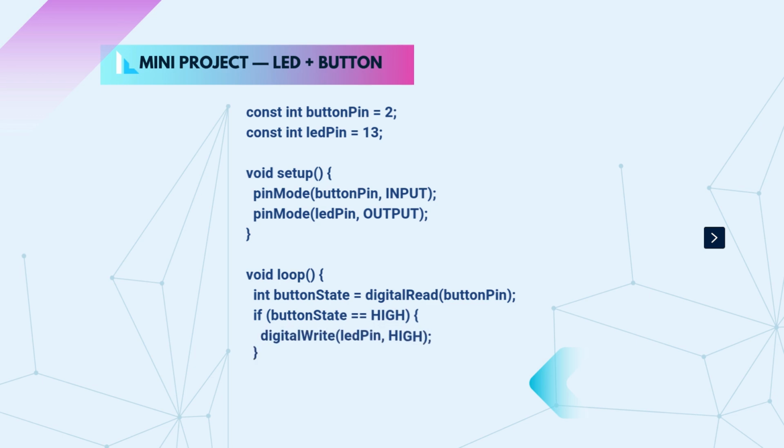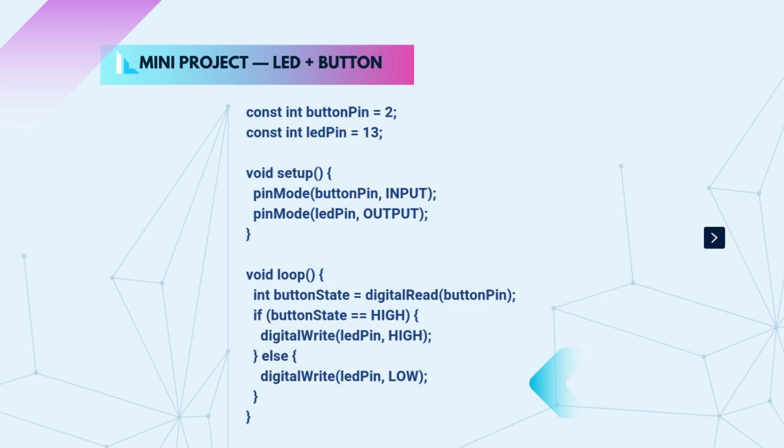Next, we move on to the setup function. This runs once when the board powers up or resets. Here, we use pinMode to configure the button pin as input, so it can receive signals, and the LED pin as output, since we want to control it. Now comes the loop function. This part of the code runs continuously.